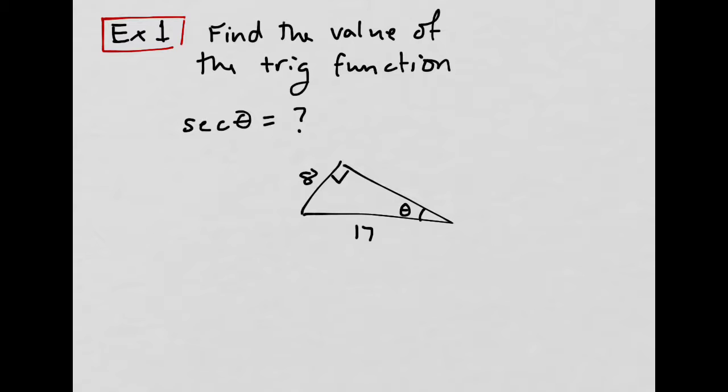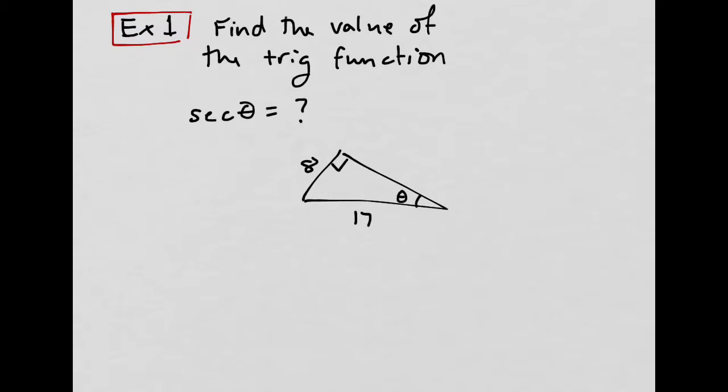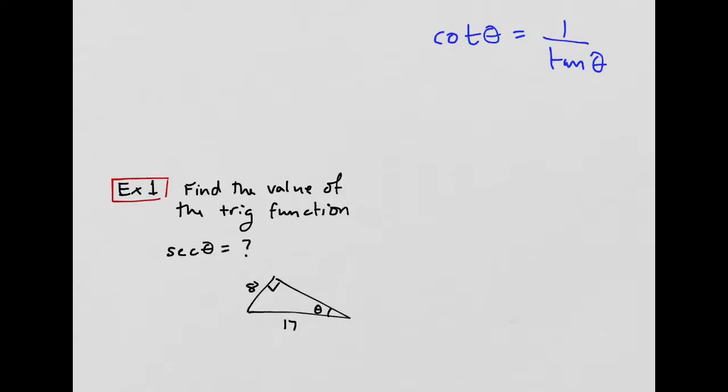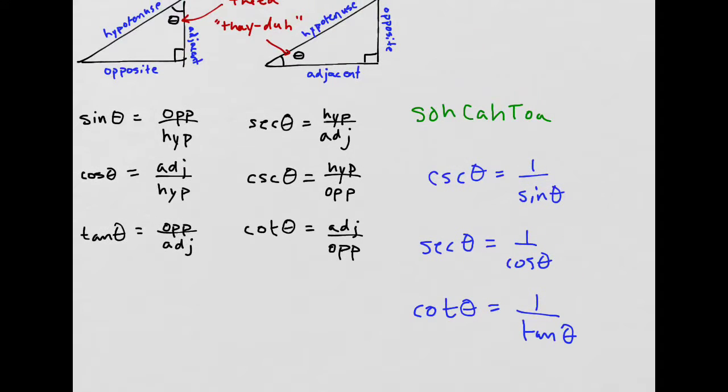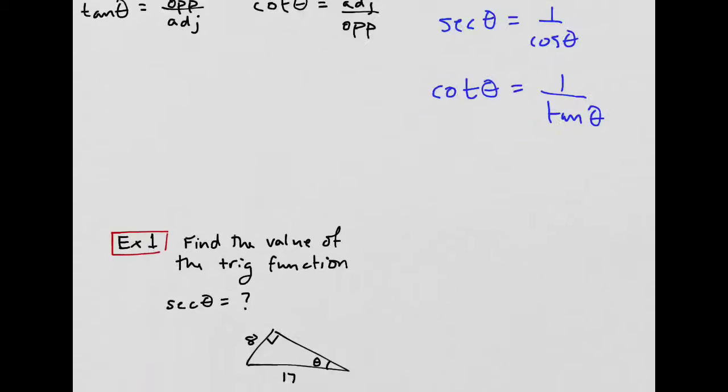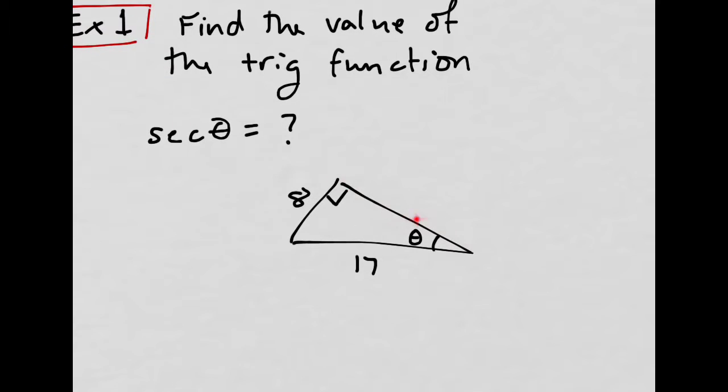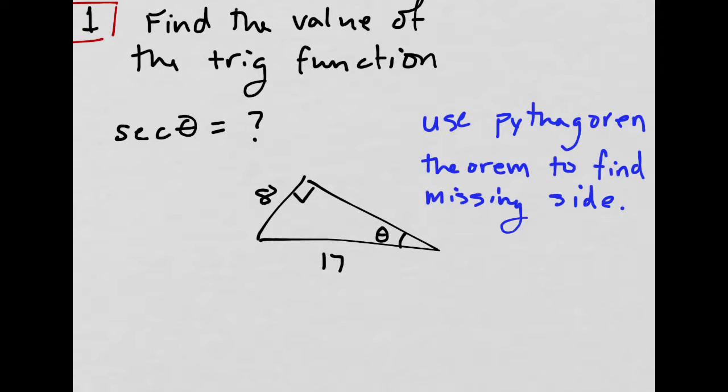We can use Pythagorean theorem. Easy peasy. Actually, maybe we don't need the other side. Let's see. I'm trying to find out what secant is. And really, all that you do is you look at what the definition of secant is. It's the hypotenuse over the adjacent. So what is the adjacent side? It is this side. So I do need that side.